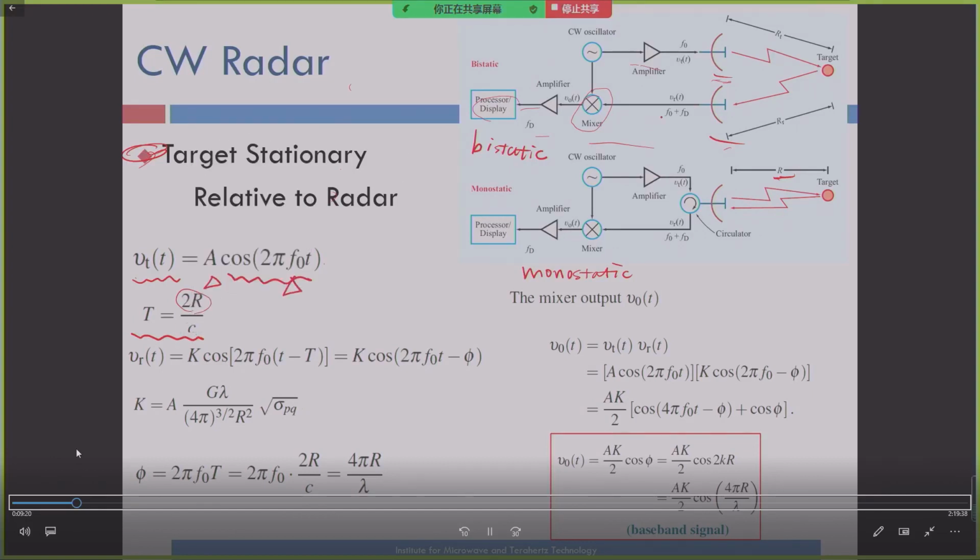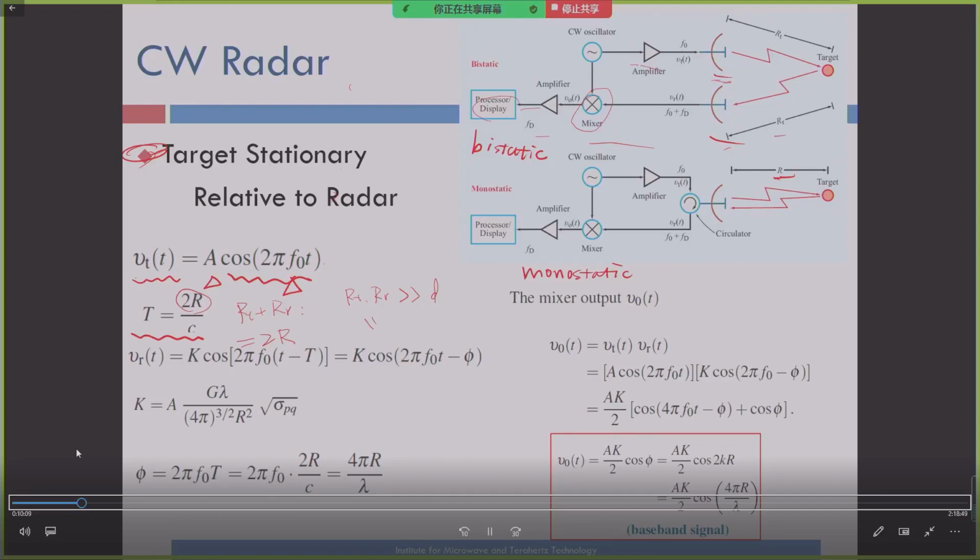But for the bistatic configuration, sometimes the transmitter and the receiver are at different locations, and they have a distance between them, so instead of 2R it should be RT plus RR. But surely RT or RR is much larger than the distance between both antennas, so both can be regarded as 2R also. So now at the receiver side, everything is clear, alright?